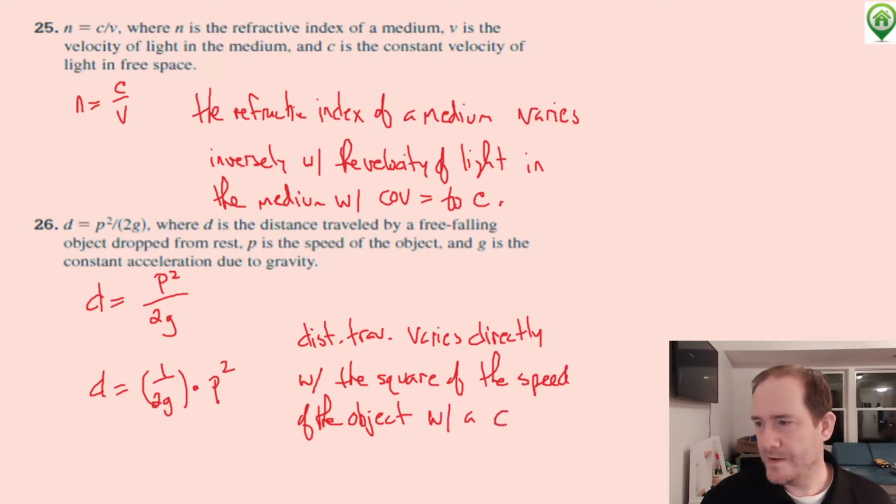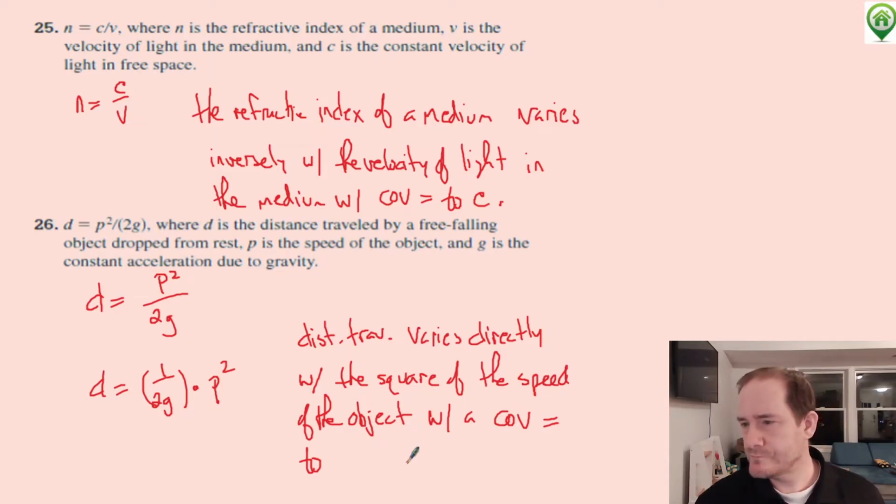With a constant of variation equal to, and g is the constant. Alright, I guess the constant of variation would be equal. I guess I'll just write the whole thing out. 1 divided by 2 times g.